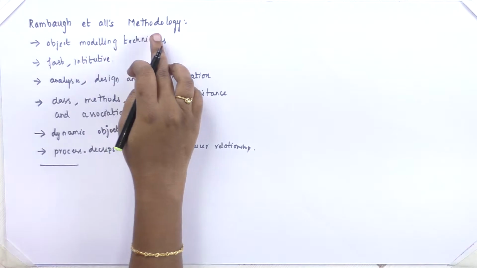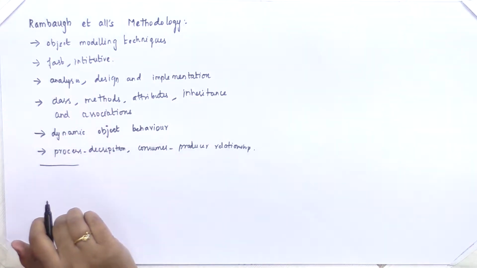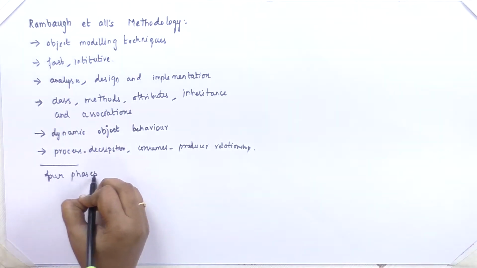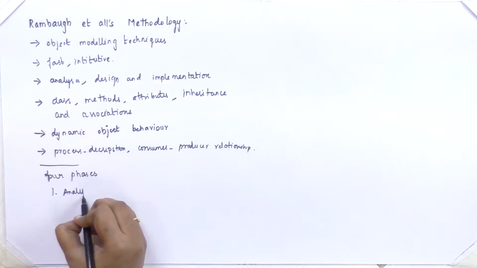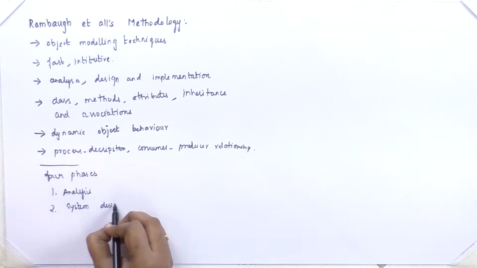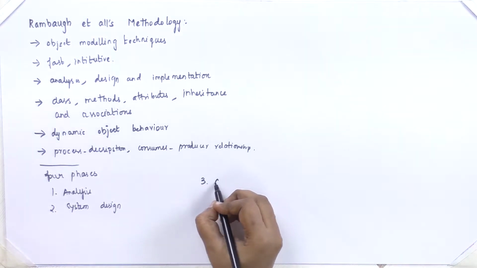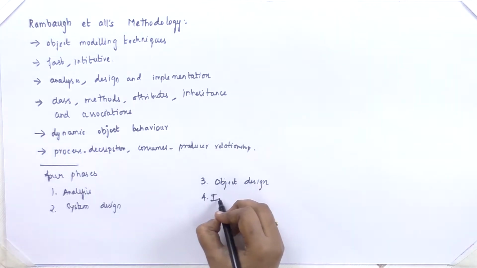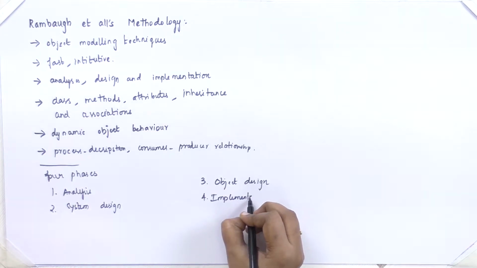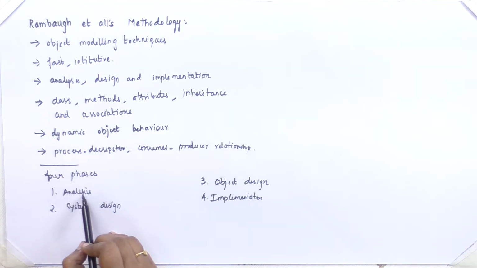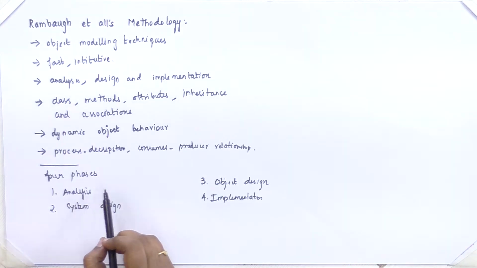Rumbaugh et al.'s object-oriented modeling technique, the OMT technique, consists of four phases. First phase is analysis phase, the second phase is system design phase, the third phase is object design phase, and the fourth phase is implementation phase. In analysis phase, you will be collecting the requirements from the user so that you can obtain dynamic objects and functional models.